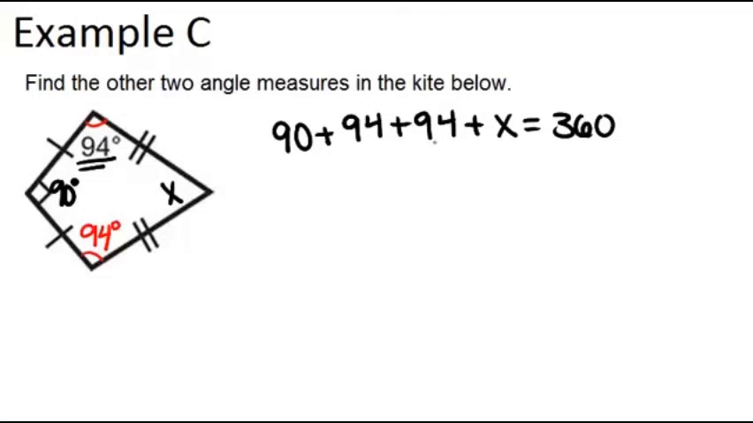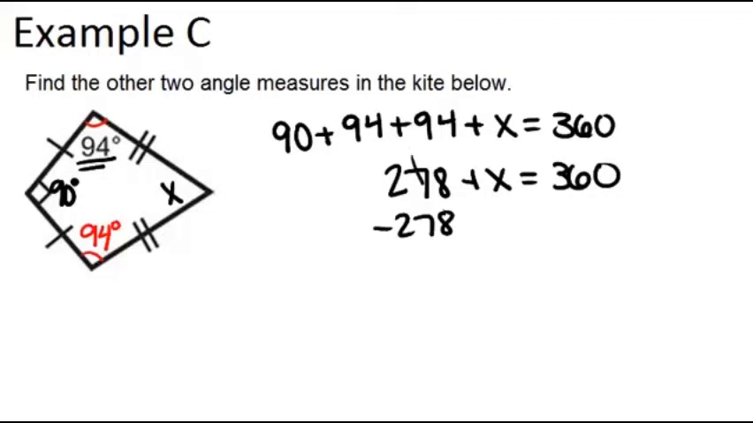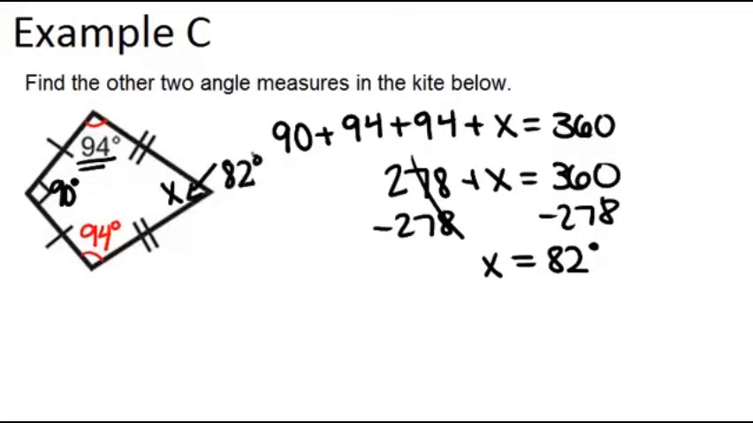When I combine like terms, I get 278 plus x equals 360. Minus 278 from both sides, and you get x equals 82. So that would be this missing angle. The first missing angle was 94 degrees, and the second one, using the fact that they all have to add up to 360, has to be 82 degrees.